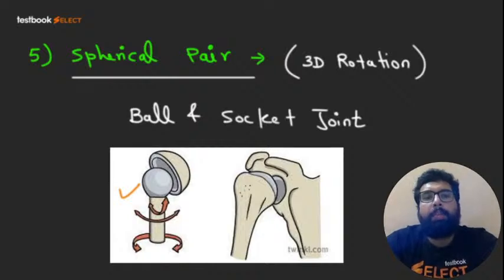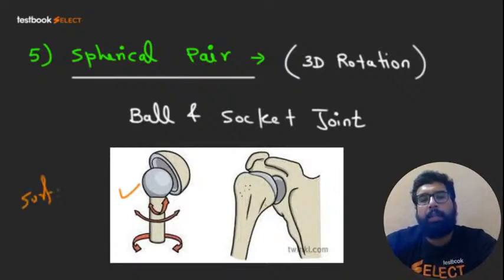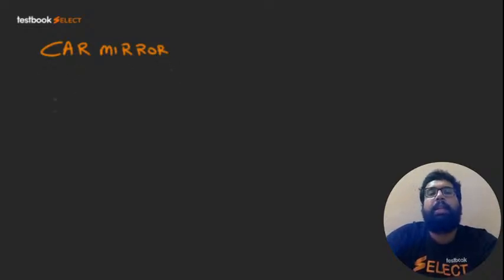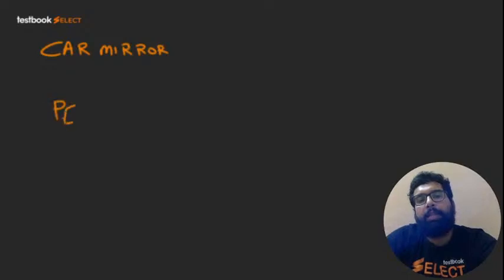Now, when some link has 3-dimensional motion with respect to the other one, if I ask what kind of contact you can see here, again it is surface contact. What other examples are there? Car mirror. If you imagine the motion of a car mirror, you will see that it rotates in 3 dimensions. Similarly, if you see a pen stand, what pen stand am I talking about? Sir, I put my pen in a box.